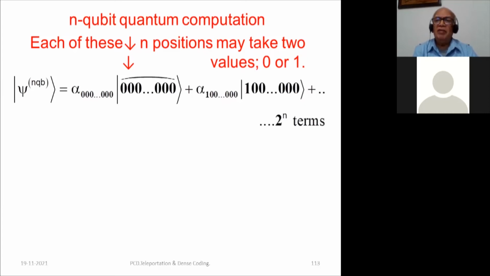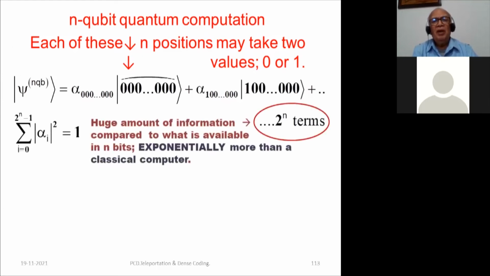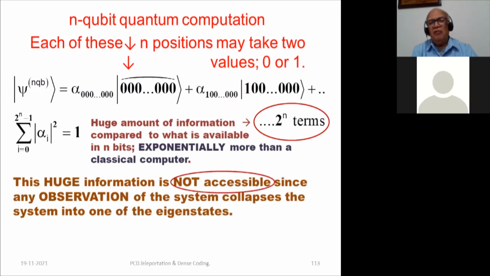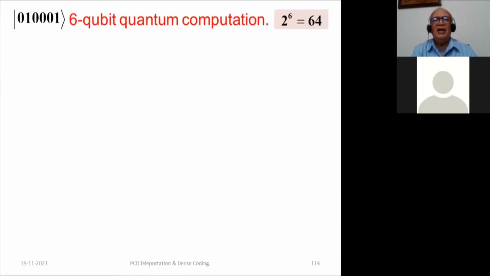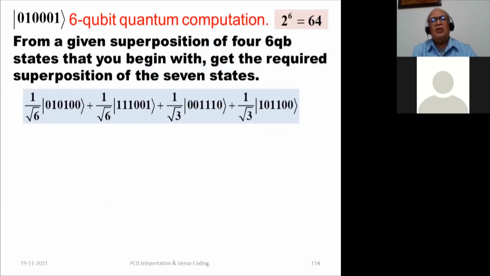So this 127 qubit processor that IBM has just announced is a huge step in processing information, because it really goes as exponentially. It goes as 2 to the power n terms. So even if all of that information is not accessible at the same instant of time, because an observation would collapse the system into an eigenstate, you can process all of them together using multi-qubit quantum gates. And that is the advantage. And using this, a lot has already been achieved.